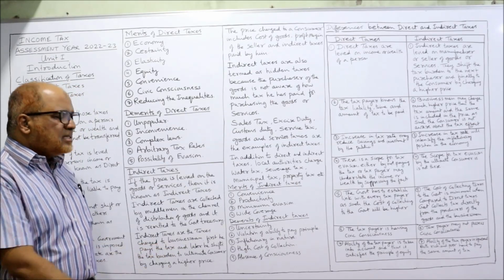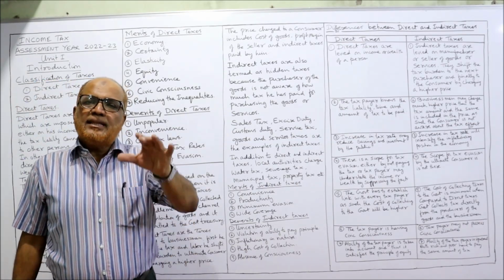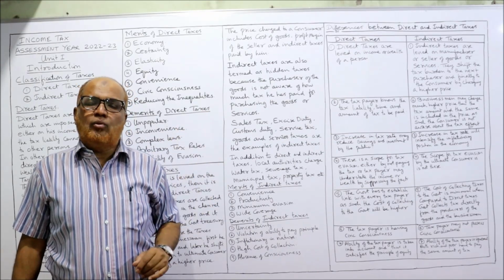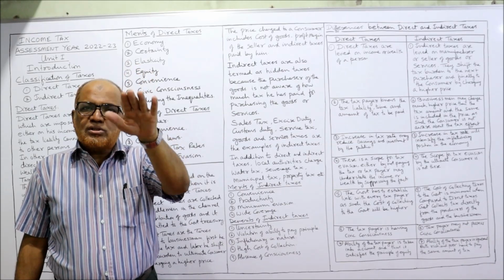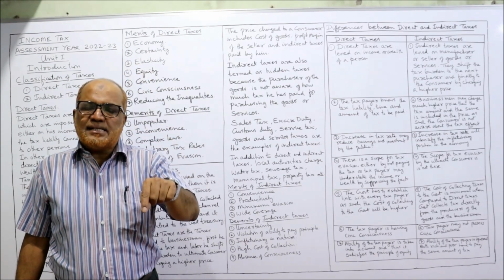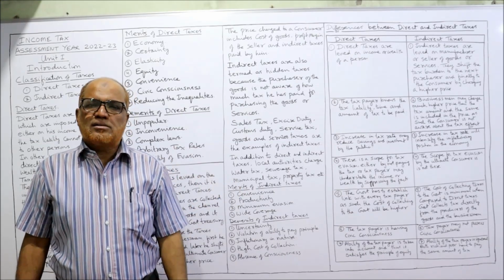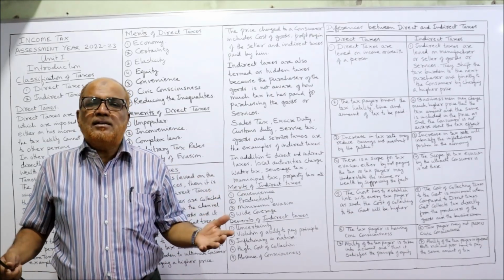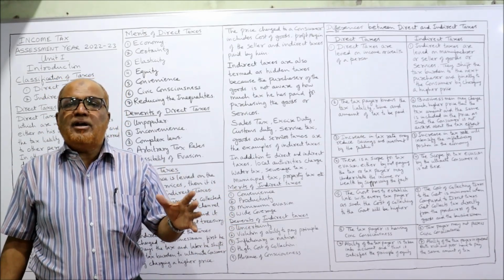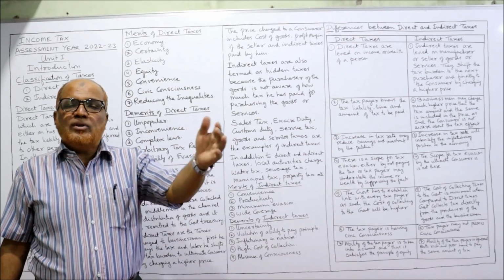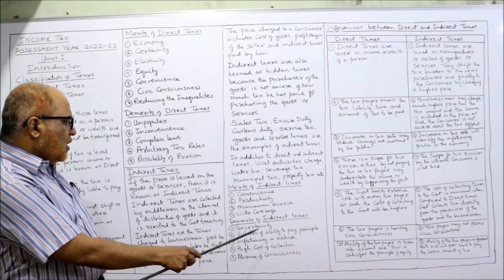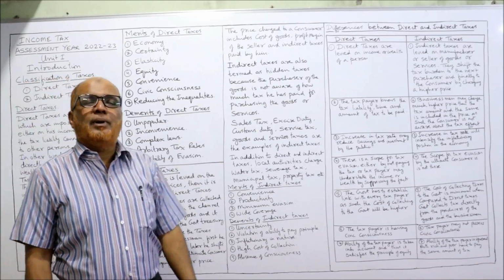Now demerits. Uncertainty, because the taxes depend on the sale of goods, on the demand of goods. If the demand of goods comes down, sales will decrease. When sales decrease, the taxes will also decrease. So there is always uncertainty about the indirect taxes. Government cannot accurately estimate how much revenue we can get from indirect tax. It is uncertain.